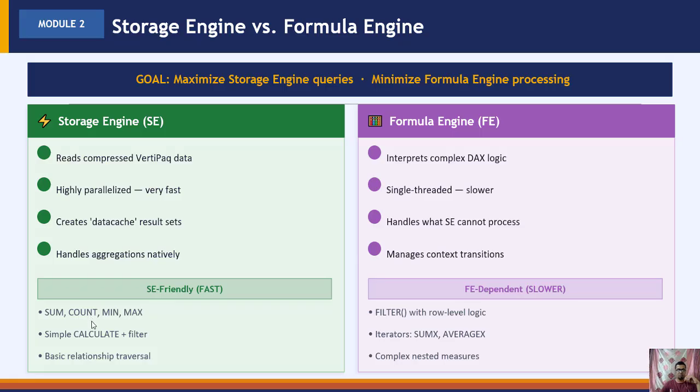But basic aggregation functions, simple CALCULATE and implicit filters use the storage engine, and basic relationship traversal is done by the storage engine. So wherever possible, we need to use storage engine friendly DAX measures.